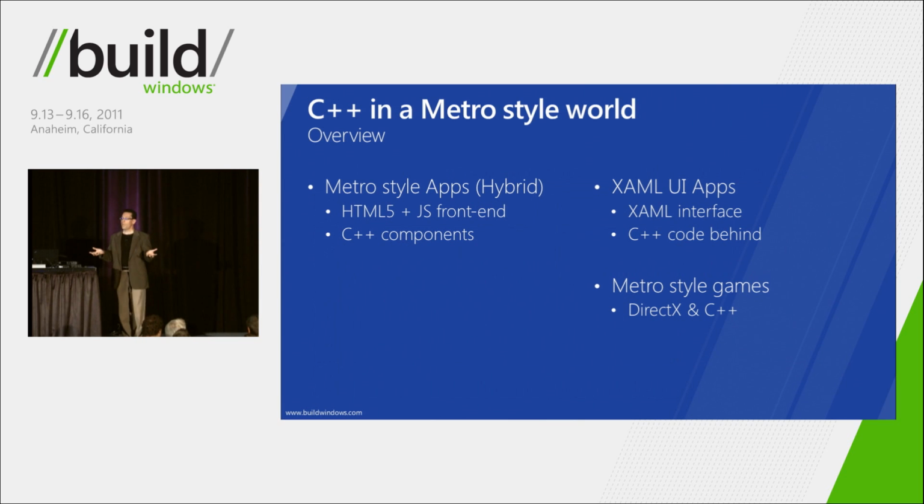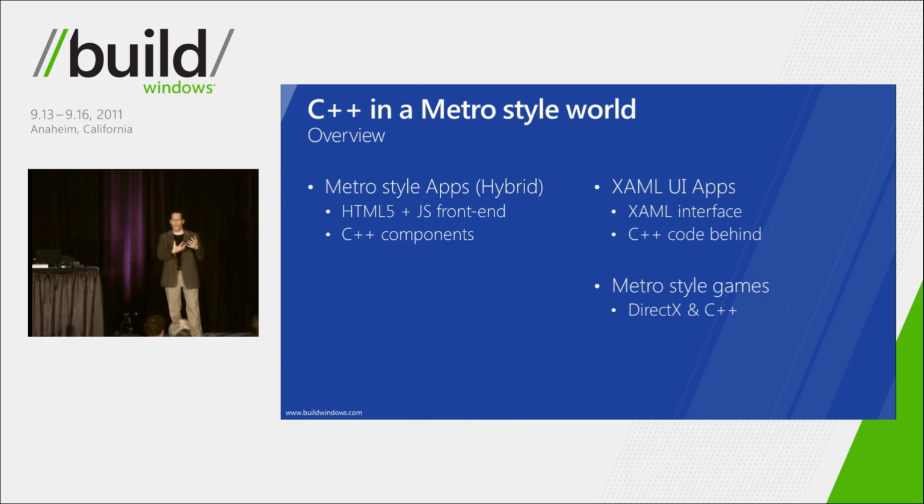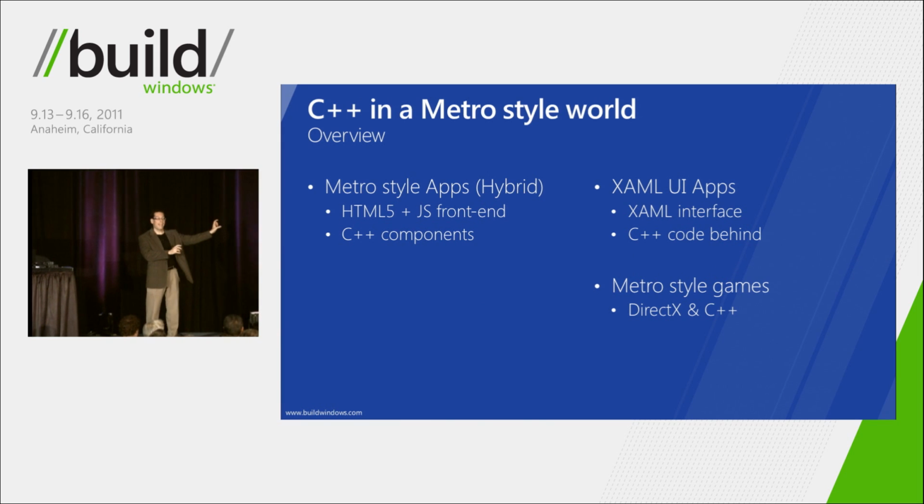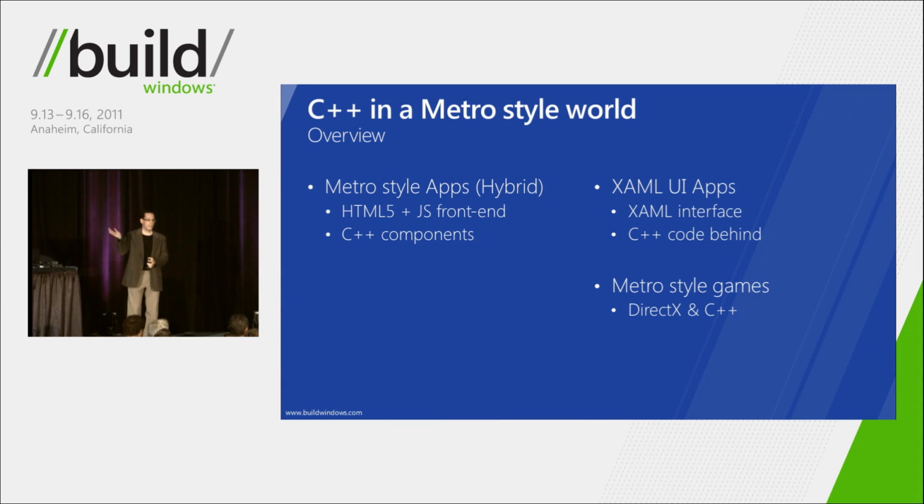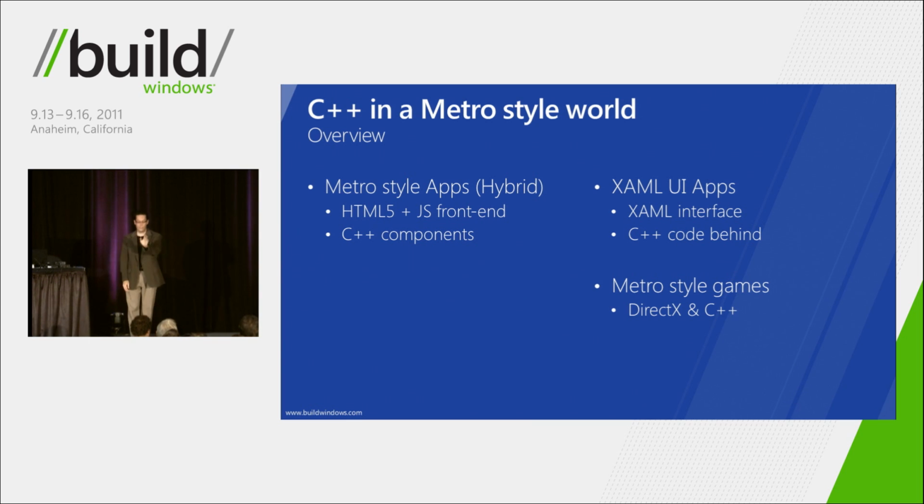In particular, in a Metro-style world, there are lots of combinations, but let me just focus on 3 in particular. First of all, Metro-style apps that are hybrid apps where you have, say, HTML5 and JavaScript on the front end, backed by the application logic and the guts of your application, doing the heavy lifting in C++. Or you might have a similar model where instead the UI is XAML, or you might be doing a game where it's all DirectX and C++ and none of the XAML or JavaScript at all. Any one of those works fine, including with other languages as well in combination. That's certainly not an exhaustive list, but all of these are first-class supported citizens.